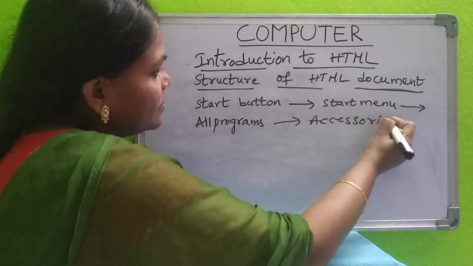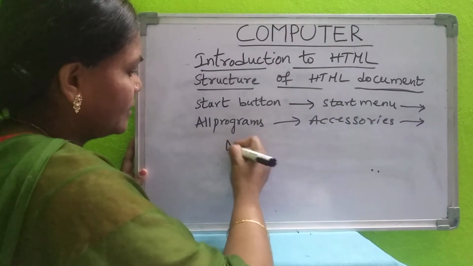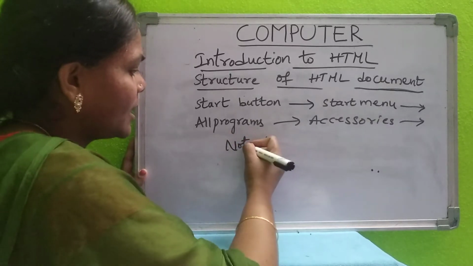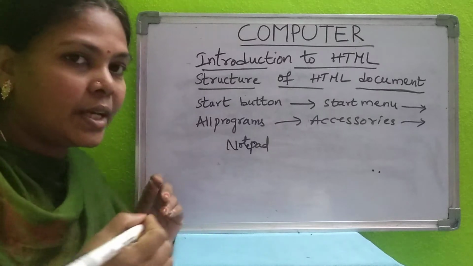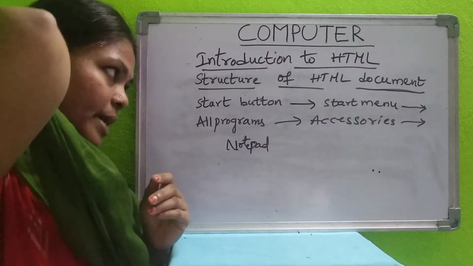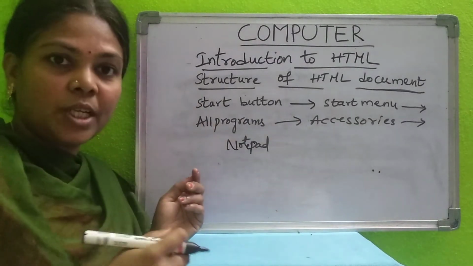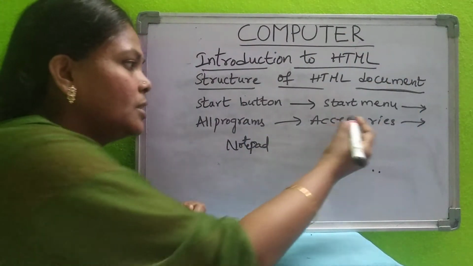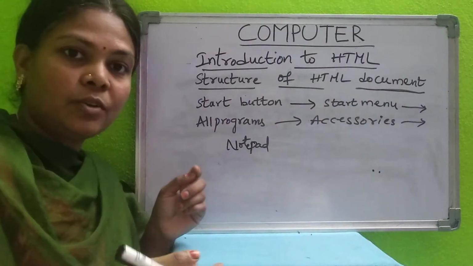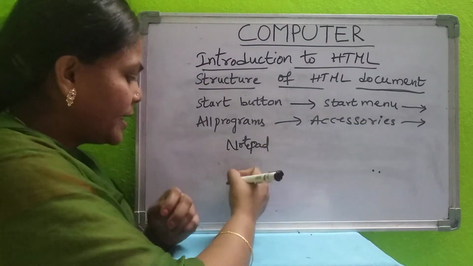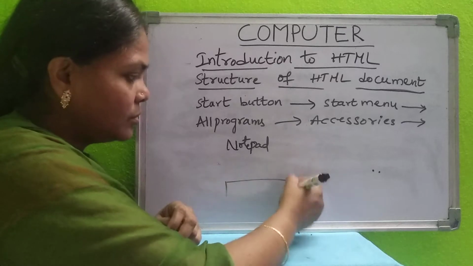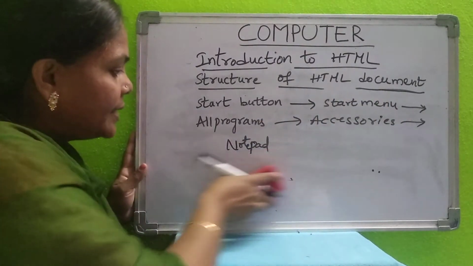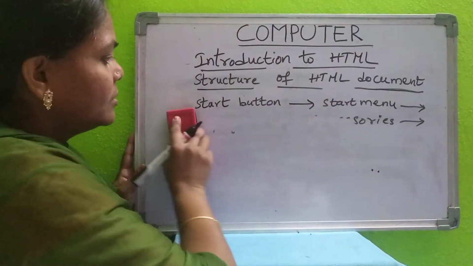So from accessories, Notepad. Suppose you have this Notepad on the desktop, you can open it from there. Or if you have this Notepad in the start menu, you can open it from there. Or through the path all programs, accessories, Notepad. Or you can directly type Notepad in the search box and it will be opened. There you have to write the HTML coding, the HTML program.